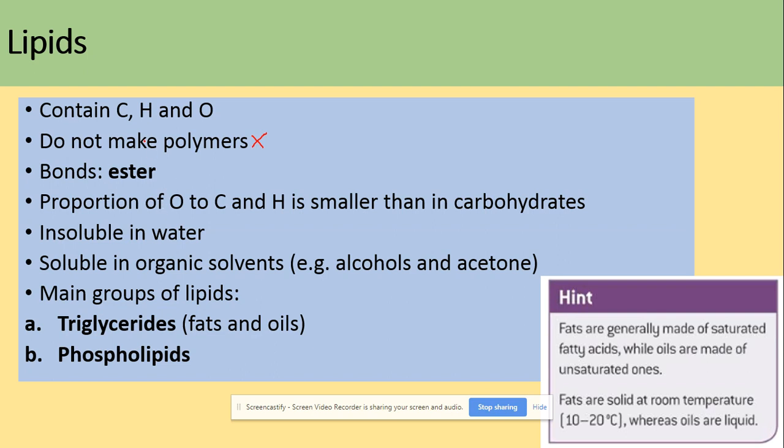So what's the difference in terms of the atoms between lipids and carbohydrates? It's the fact that there is a smaller proportion of oxygen to carbon and hydrogen than in carbohydrates. They are insoluble in water, so that's an important fact, but they are soluble in organic solvents like alcohols. And there are two main groups, triglycerides and phospholipids.